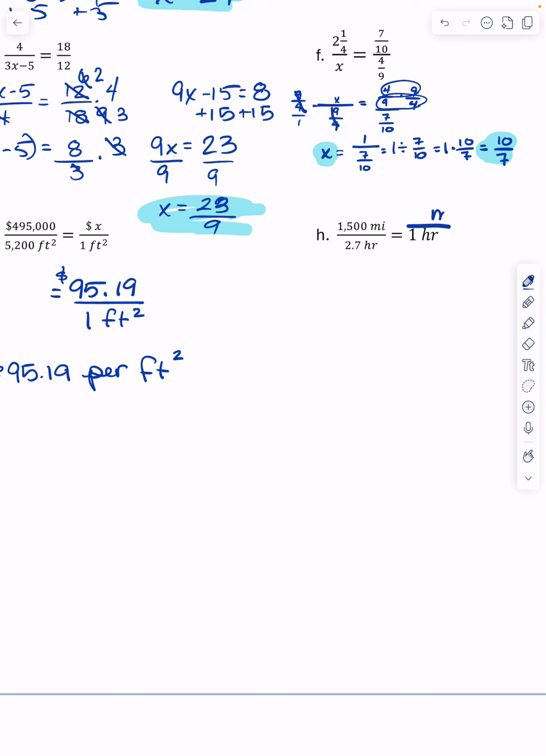Typo on H. Sorry about that. If we travel 1,500 miles in 2.7 hours, and notice here, if I were going to multiply to try to solve, 1 hour times 1 hour, the 1 doesn't matter, the hours cancel. I get an answer in miles, and in this case, x is 555.56 miles. So we've traveled 555.56 miles in 1 hour.